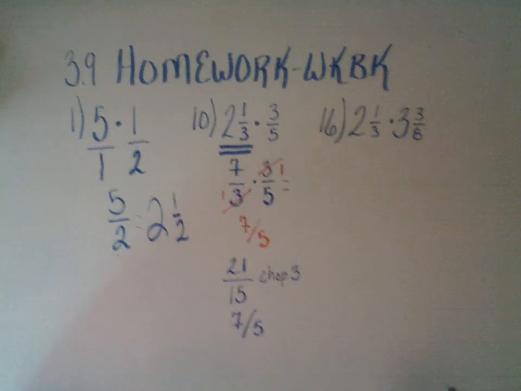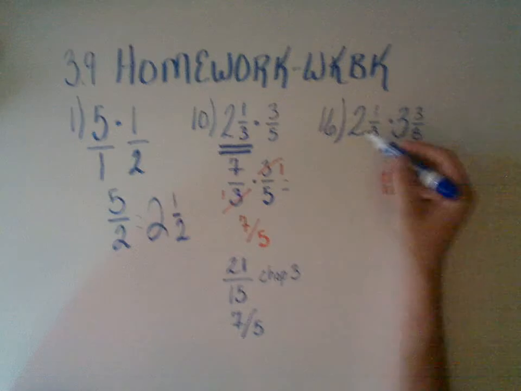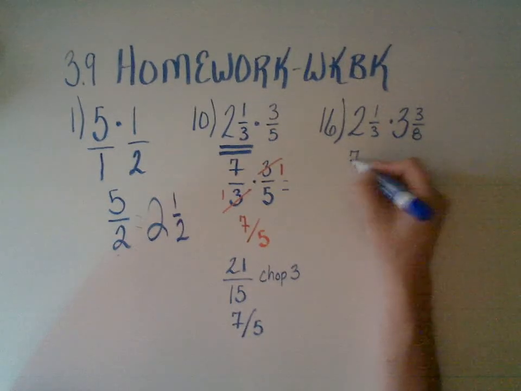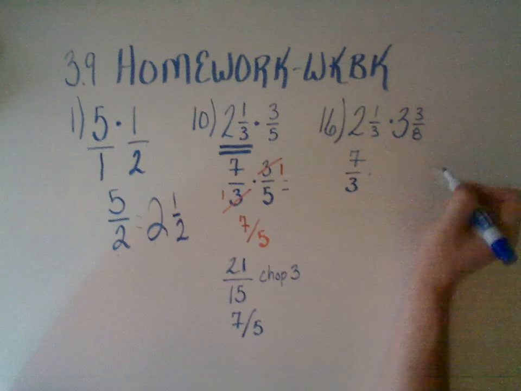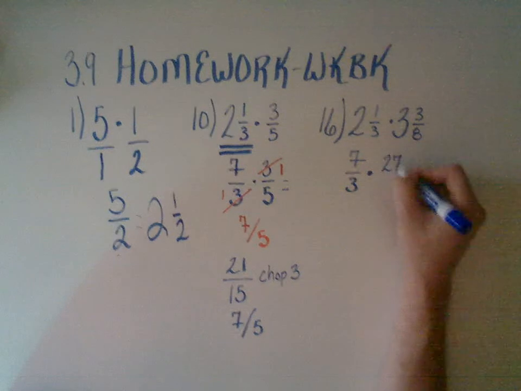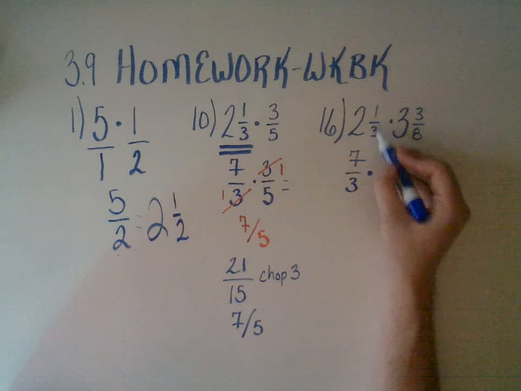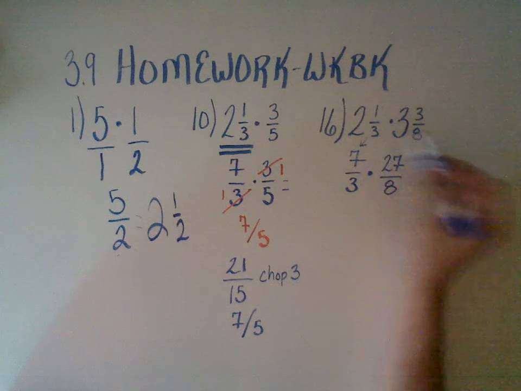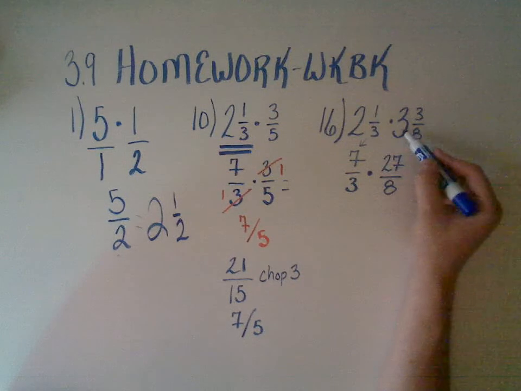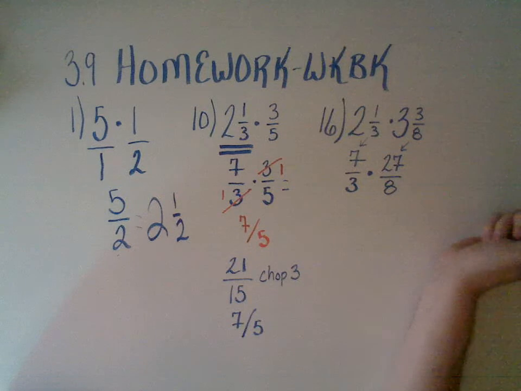Alright, let's take a look at question 16. 2 1/3 times 3 3/8. We've got two mixed numbers here, so both of these are going to have to get changed into improper fractions. So we've got 2 1/3, that's going to change into 7/3, and 3 3/8, that's going to be changing into 27/8. 3 times 2 is 6, plus 1 is 7. The denominator stays 3. That's how I came up with 7/3. 8 times 3 is 24, plus 3 is 27. The denominator stays 8. That's how I came up with 27/8.